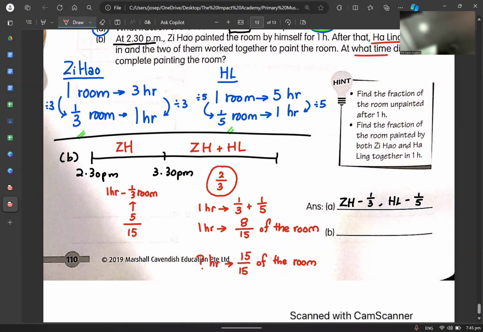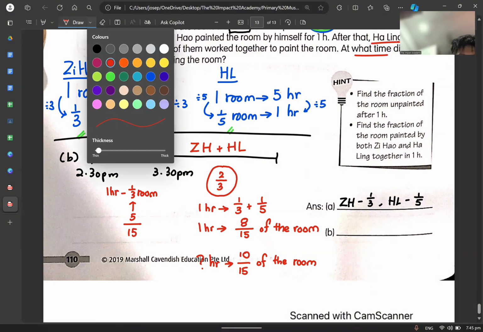Make sense? In fact, actually you don't even need this. Do you know why? Because you have already painted 5/15. You get what I'm trying to say? So what is left is just 10/15. Well, if you want to find 15/15 also can, but I'm just trying to shortcut. You understand what I'm saying? I hope this is very clear for you.